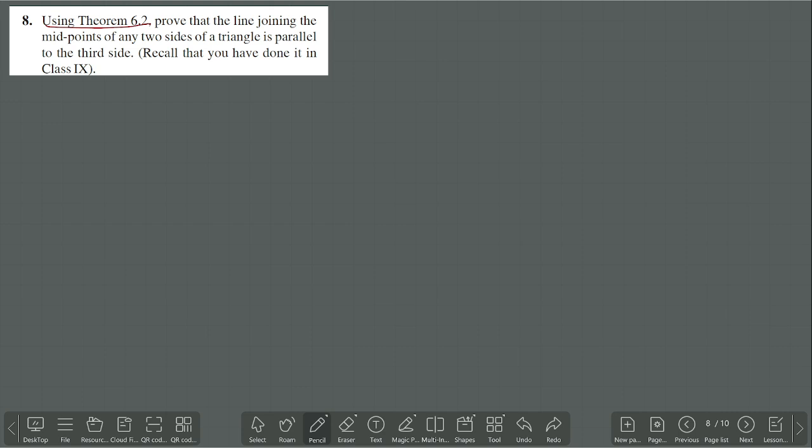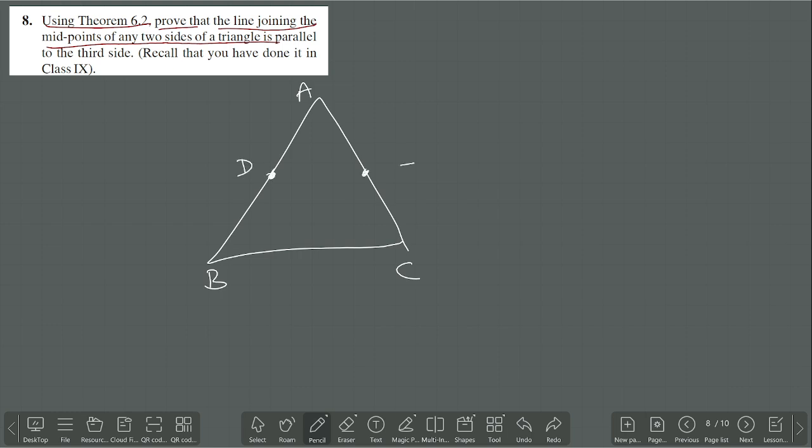So prove that a line joining the midpoint of any two sides of triangle. Okay. Then what they are telling, there is a triangle ABC. So there is a midpoint here D. There is a midpoint here E. Both are midpoint. D and E are midpoints.